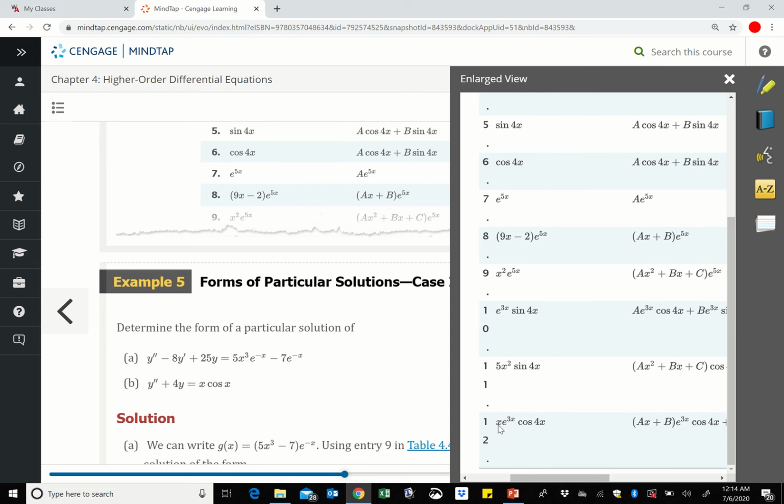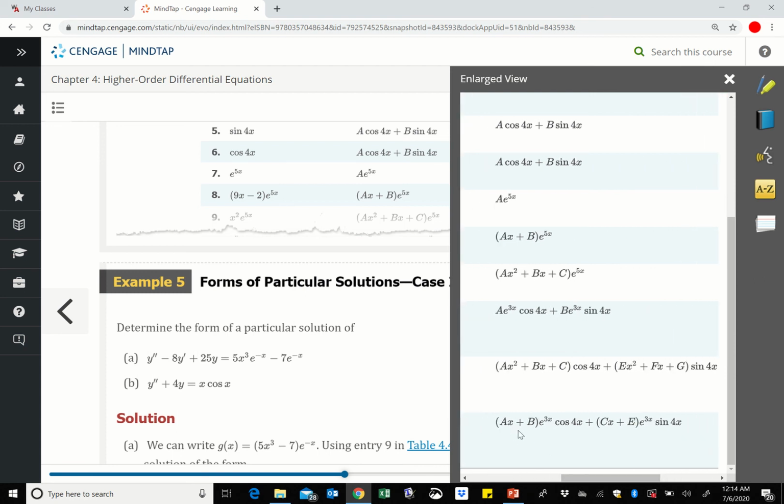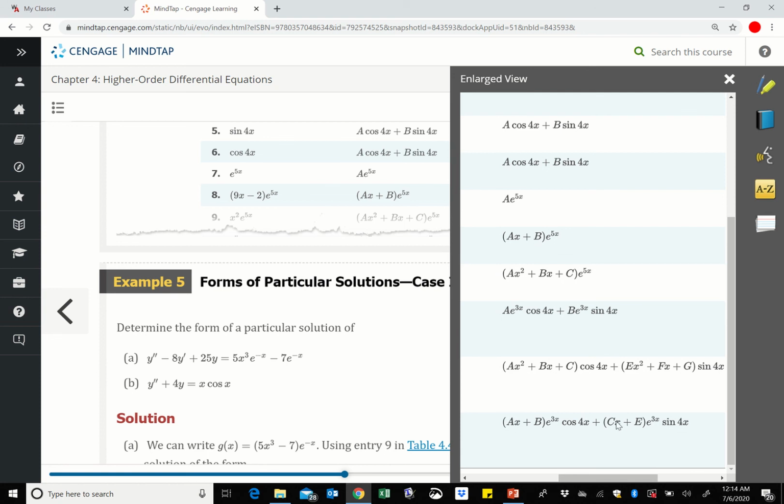okay, linear function, we know that's ax plus b. We know we need the e to the 3x power. And then we also know if we have a cosine or a sine, we need the other. So this would look like ax plus b times e to the 3x cosine 4x, plus cx plus, I guess the author doesn't know his alphabet, cx plus d times e to the 3x sine 4x. And actually, I take that back. That's not, as a joke, there's a reason why they're going from C to E.